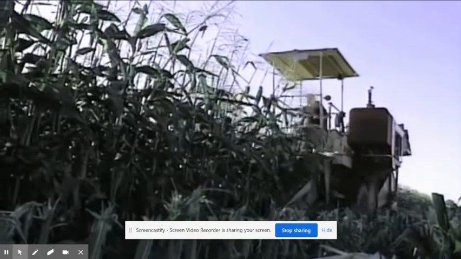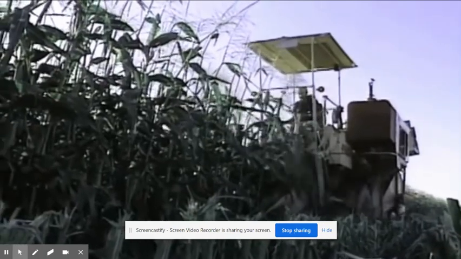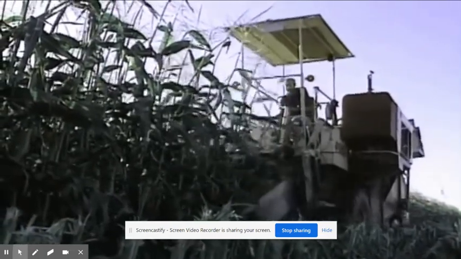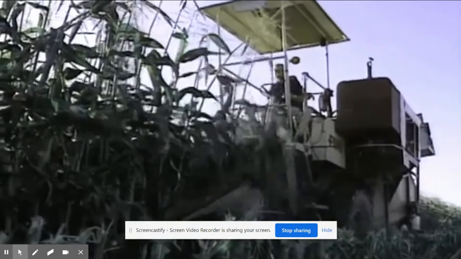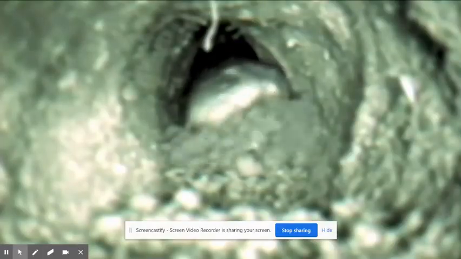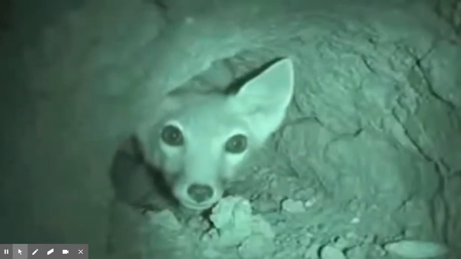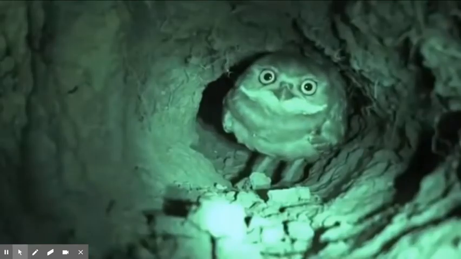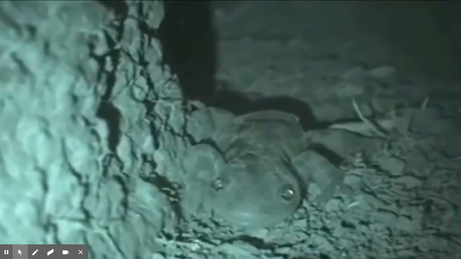People and animals rely on soil to grow plants for food. But soil has other uses as well. This animal is a mole. Moles live underground, digging tunnels to look for worms and insects in the soil. Many animals, such as the kit fox, the burrowing owl, and the tiger salamander, live in burrows beneath the ground.